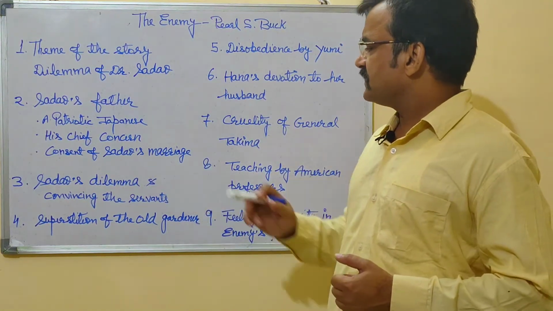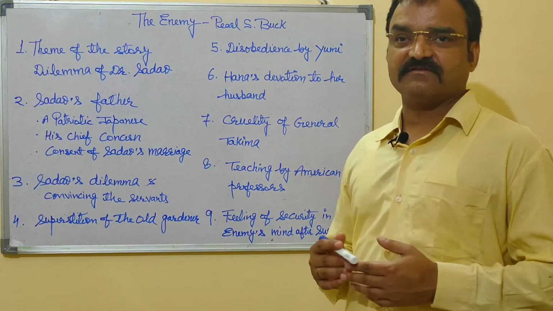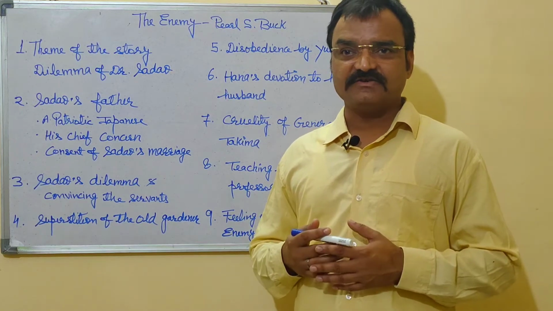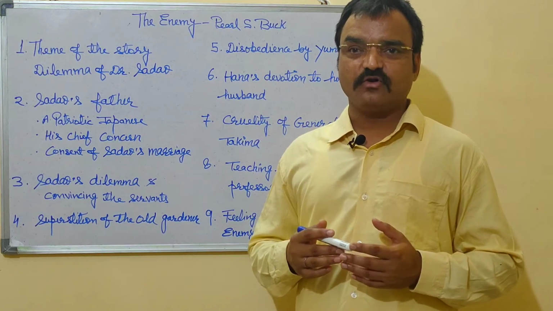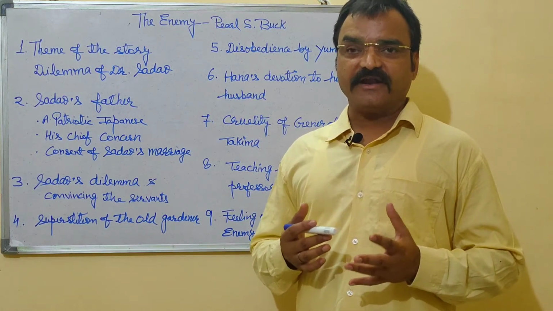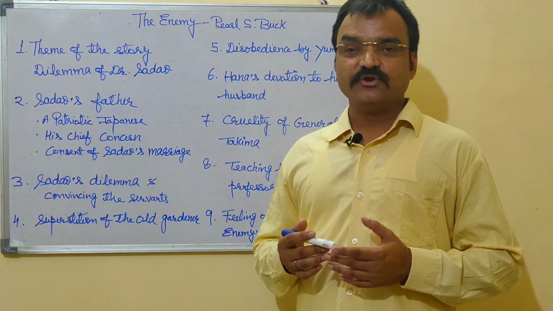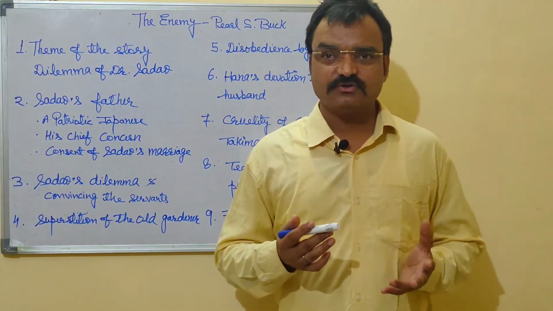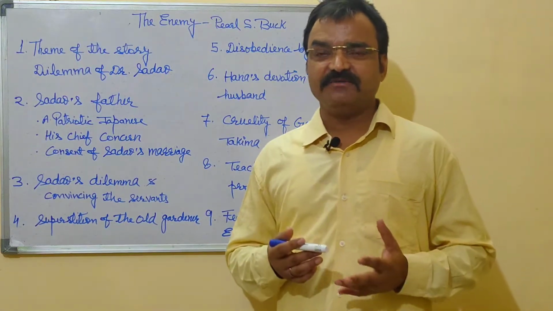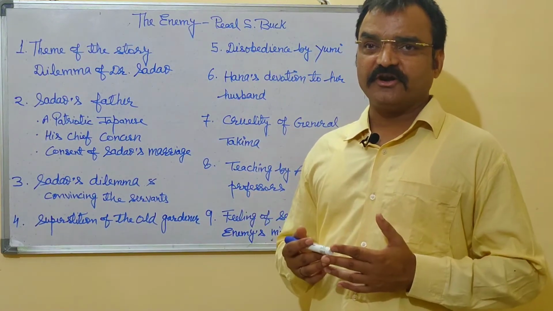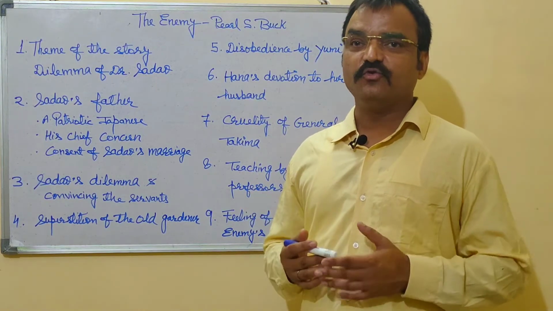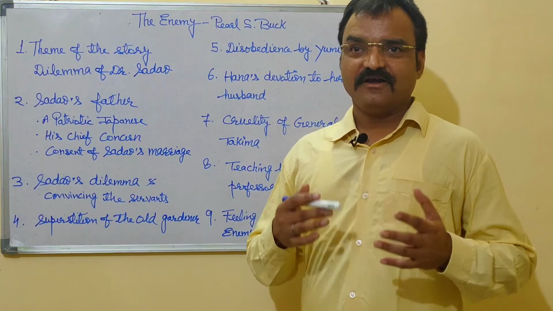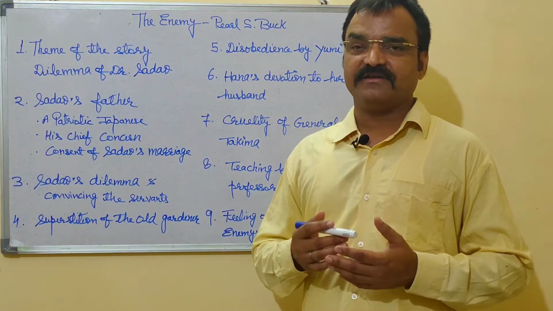The next main point is Sadao's dilemma and convincing the servants. When Sadao comes in contact with the seriously injured American soldier, and after coming to know that he was a prisoner of war, there was a dilemmatic situation before him. What should he do? Whether he should help him as a doctor and show humanity and save his life, and under this condition he might be called a traitor, and his career might be ruined, and there may be some difficulty in future for his wife and children in case he was stamped as a traitor.